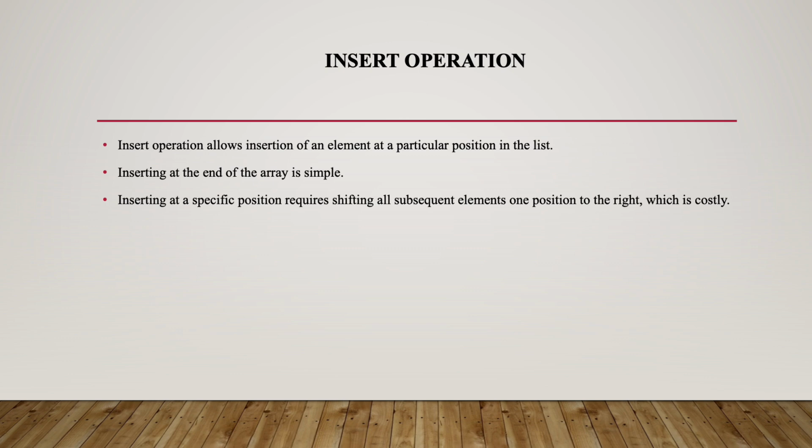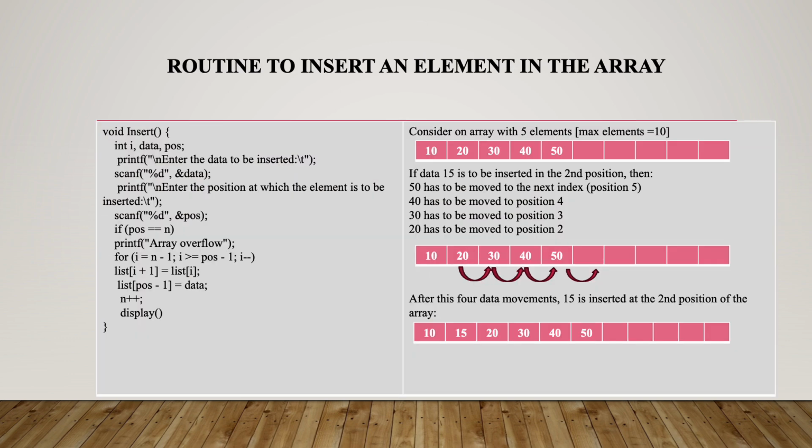Okay, so coming to the next, the insert operation. You know, the insert operation allows insertion of an element at a particular position in the list. Inserting at the end of the array is very simple, but inserting at a specific position generally requires shifting all the subsequent elements one by one to the right, which is costly. So you can see the program here. This is a common routine.